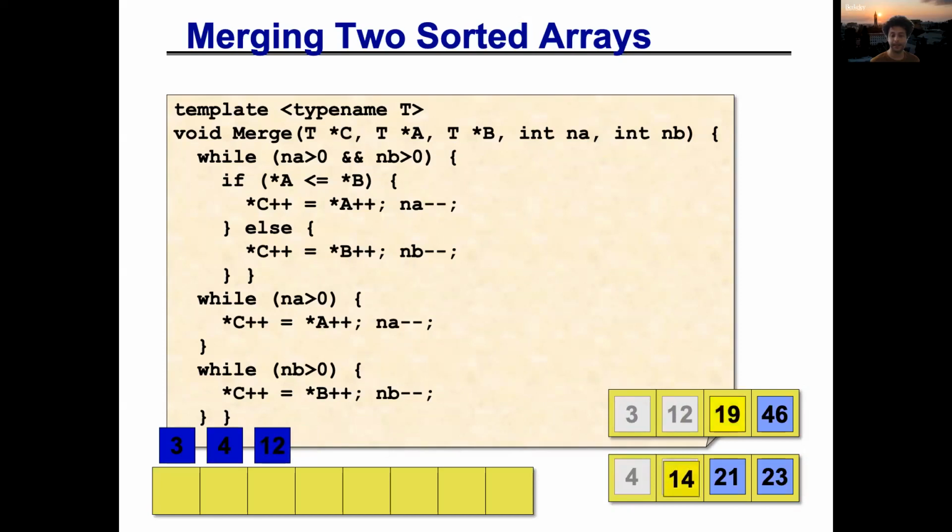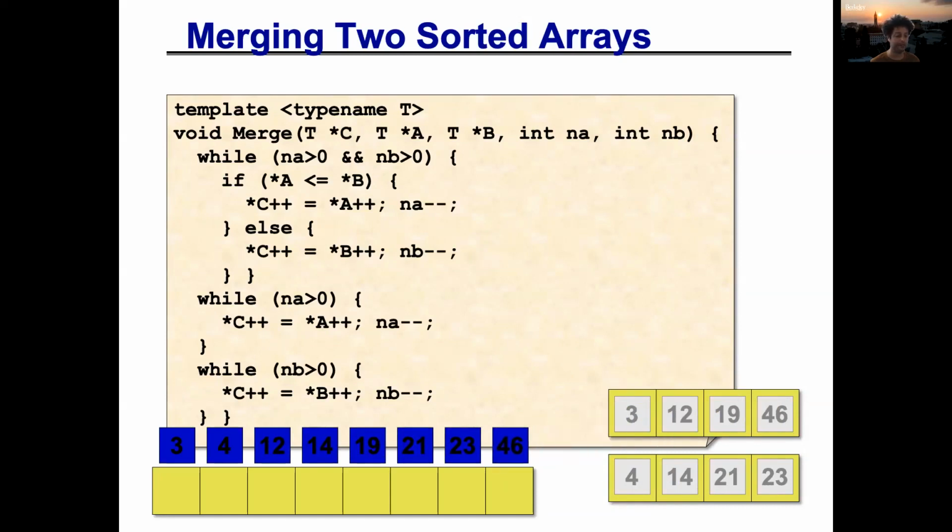And I'm not going to play this animation. The merge is very trivial, as you would imagine. So how can I use this merge routine to come up with a sorting algorithm?